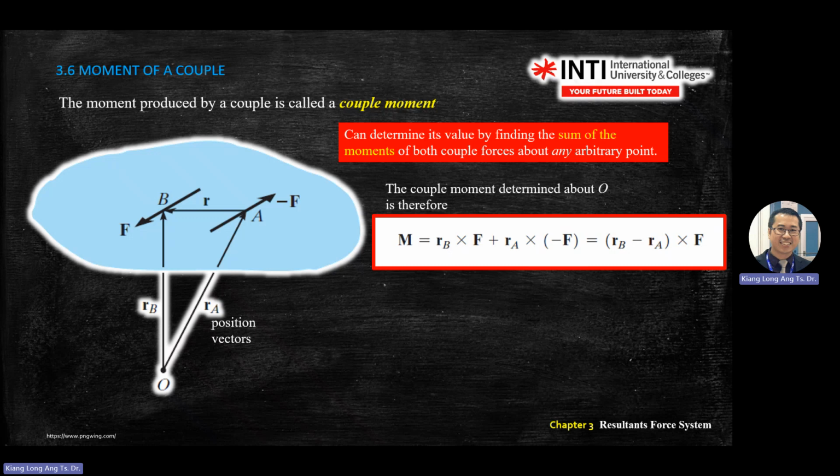If you're seeing a couple, meaning two parallel forces, you use this equation: RB minus RA cross F. You calculate the vector between these two, then you put it into the matrix here to calculate the moment. This means you change your Rxy into RB minus RA in the I, J, K directions.